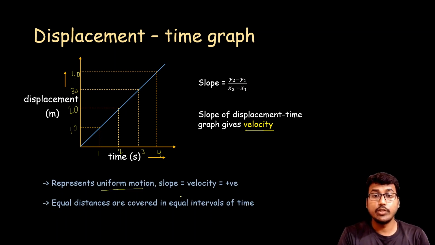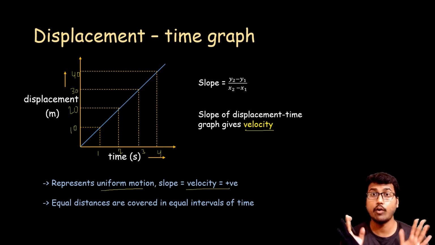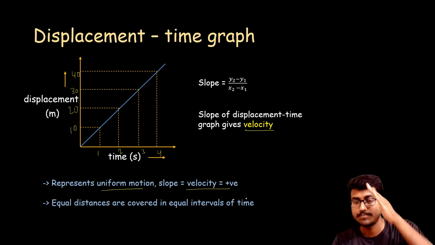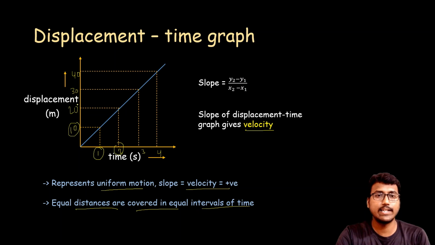It represents a uniform motion. The slope is positive, which is velocity. The slope will give you velocity, which is positive. Uniform motion. Remember, displacement is increasing with time, and it is covering equal distances in equal intervals of time. That we have already seen, right? For 1 second 10 meters, another 1 second, another 10 meters.